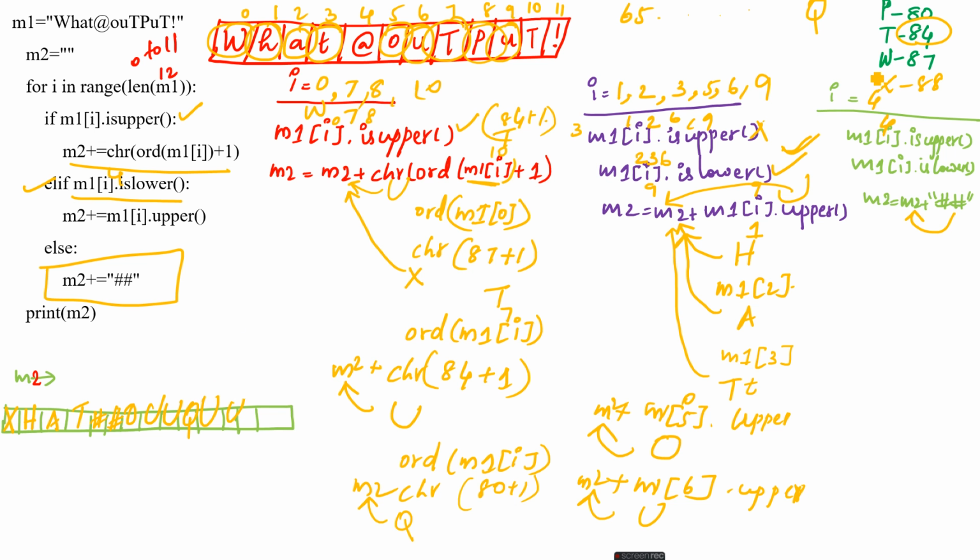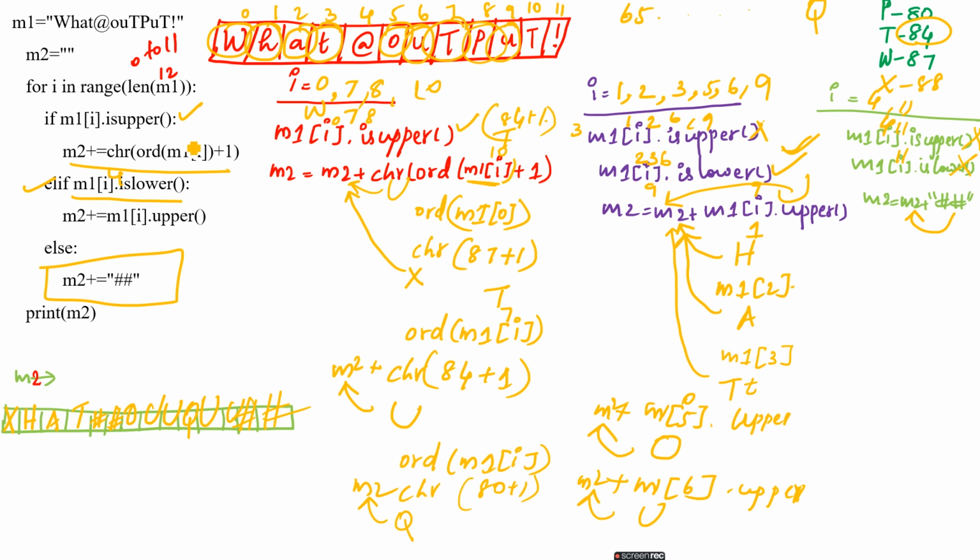Now the last value of i is 11. We will check m1 of 11 is upper. It is an exclamation mark. So condition is false. So we'll check m1 of 11 is lower. The condition is false. So we have to perform the else part. m2 equal to m2 plus hashtag plus hashtag. So two hashtags are added to m2.